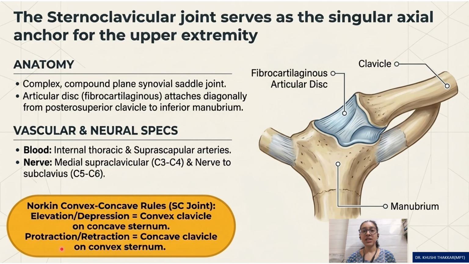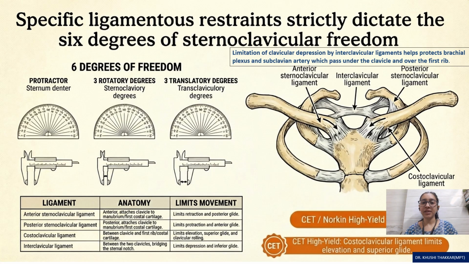Now since the surface is saddle shaped, we have different surfaces of the clavicle moving over the sternum, and that is why the concave-convex rule here is a bit confusing, but if you remember the articular surfaces well, it becomes very easy for you. Specific ligamentous restraints strictly dictate the 6 degrees of sternoclavicular freedom.